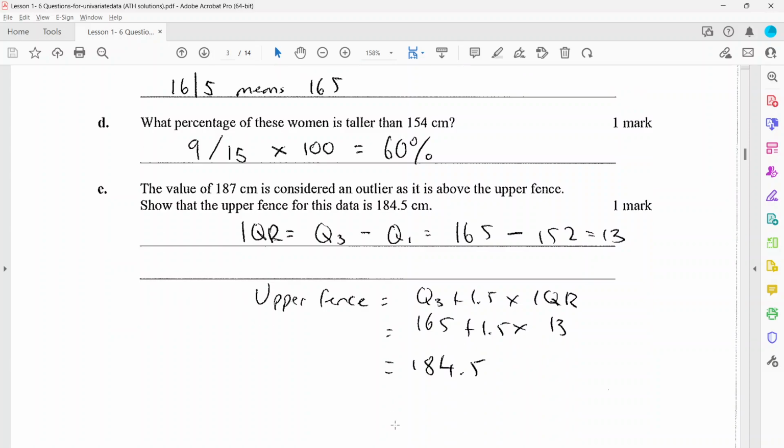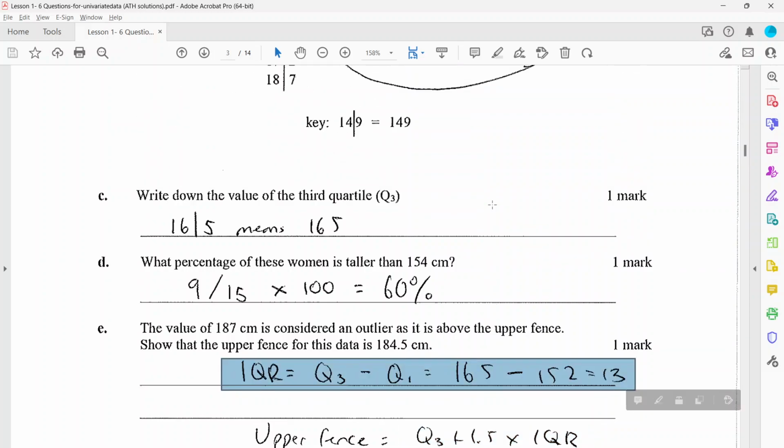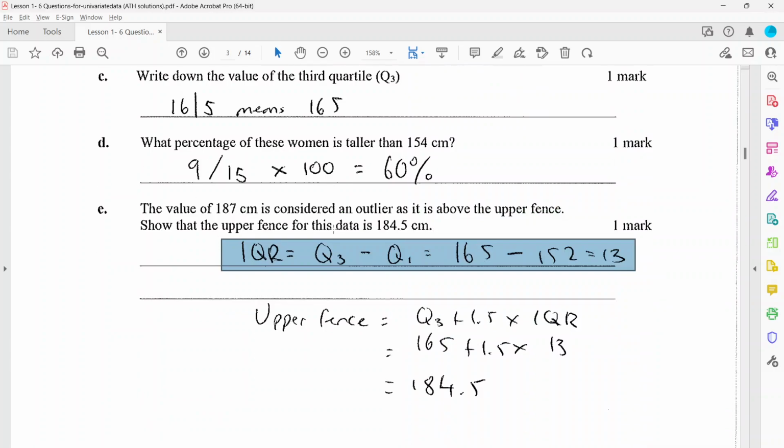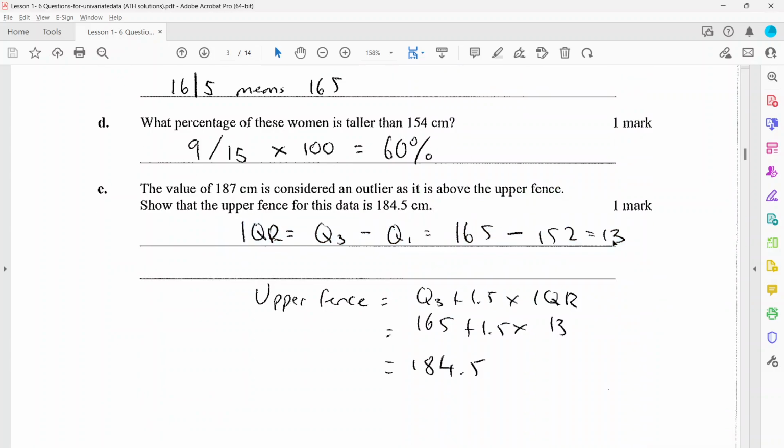We haven't covered this just yet, but it will be one of the very next lessons. But to work out the upper fence, you'll need to just use this formula here. Okay, so the Q3 plus 1.5 times IQR. Okay, you can work out the IQR. That's quite simple. Okay, just make sure you find the Q1 first up here. And then you're going to get the IQR of 13. So you just plug it into the formula and you should get 184.5, which is what the question's asking you to check.